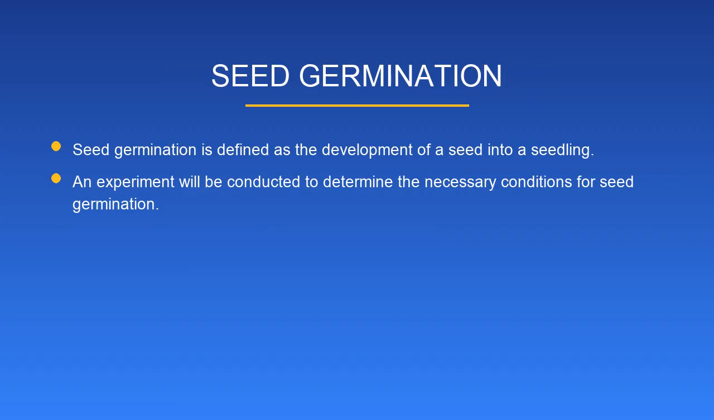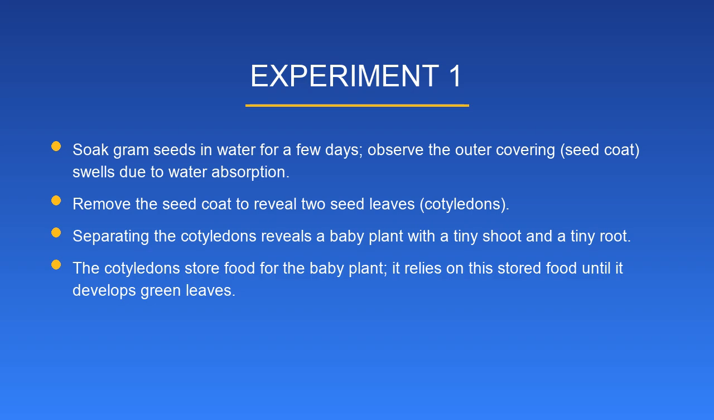Seed germination. Seed germination is defined as the development of a seed into a seedling. An experiment will be conducted to determine the necessary conditions for seed germination. Experiment 1. Soak gram seeds in water for a few days. Observe the outer covering, seed coat, swells due to water absorption.